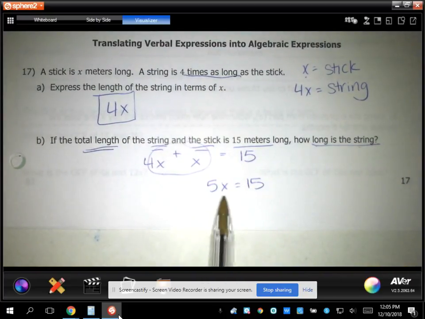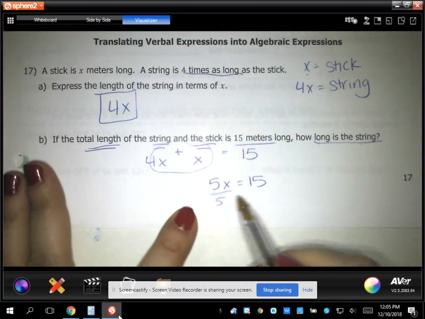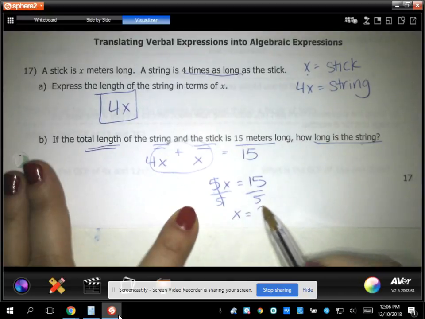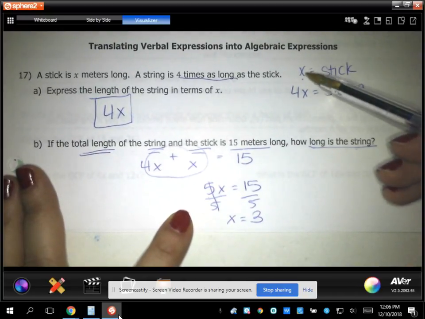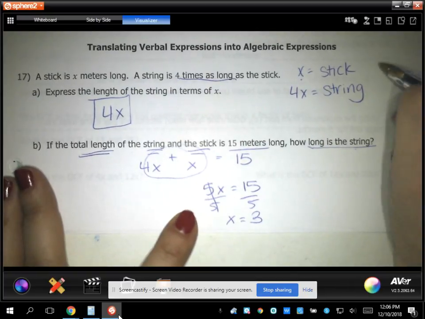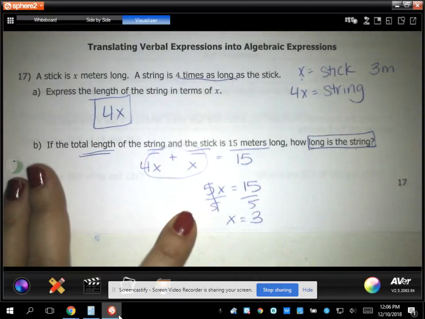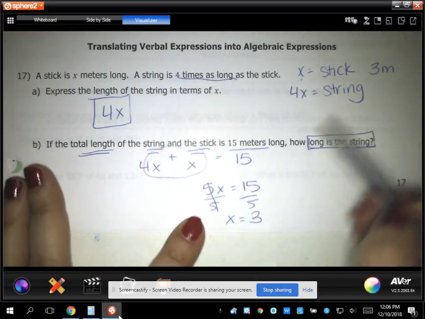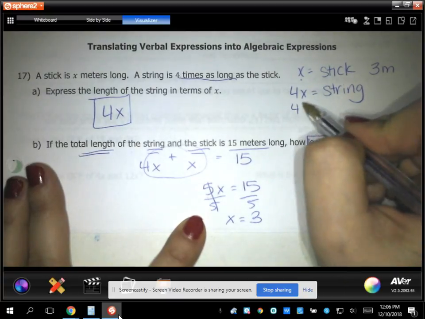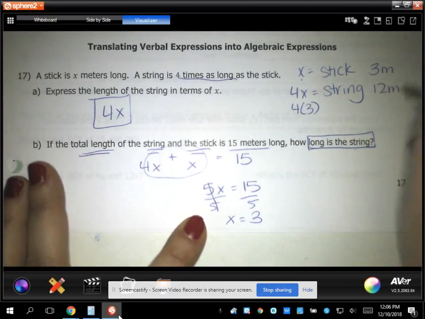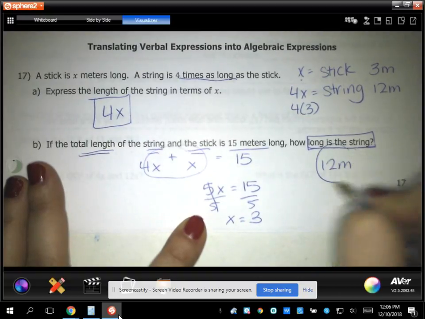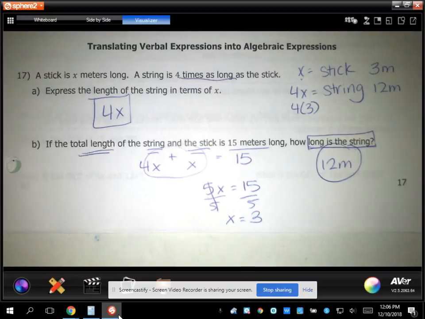So what must x equal? 5 times what will give you 15? You could divide both sides by 5, and you'd find out x is 3, which means that the stick is 3 meters long. They're asking you how long is the string. So if I know the stick, which is x, is 3 meters long, then I'm going to do 4 times 3 to find out the string is 12 meters long. So how long is the string? 12 meters long. And this should make sense because the string is 4 times as long as the stick, and they add up to 15 meters long. Okay.